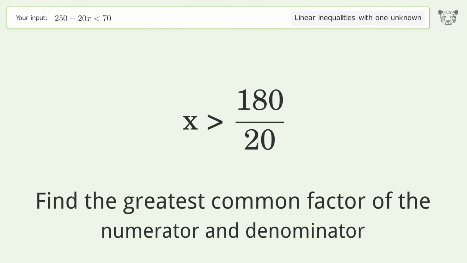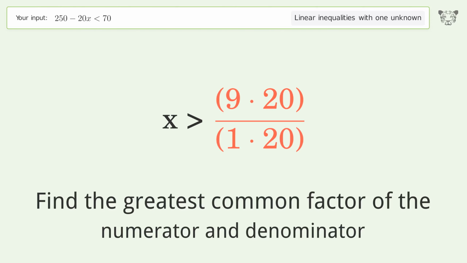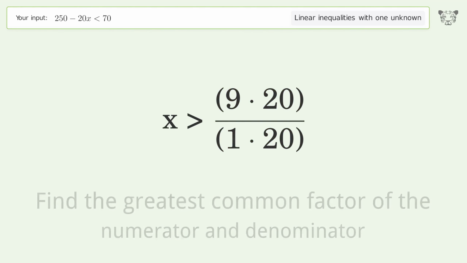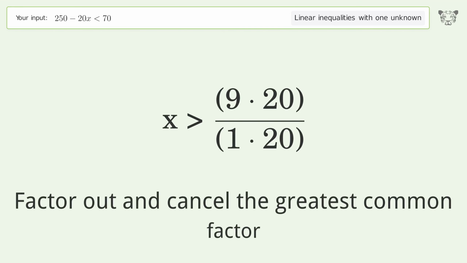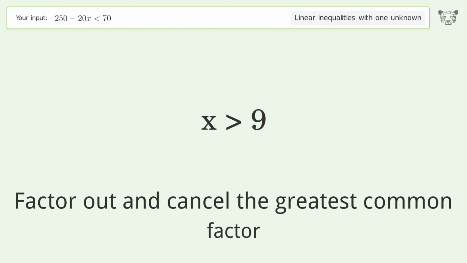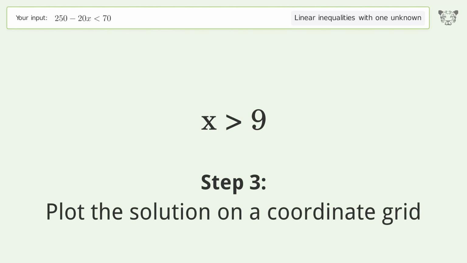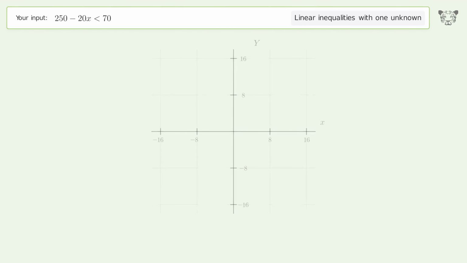Find the greatest common factor of the numerator and denominator. Factor out and cancel the greatest common factor. Plot the solution on a coordinate grid. And so the final result is x greater than 9.